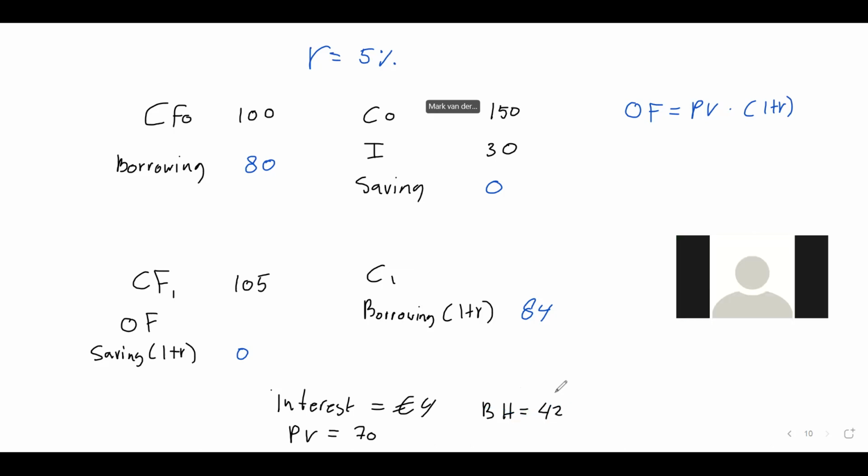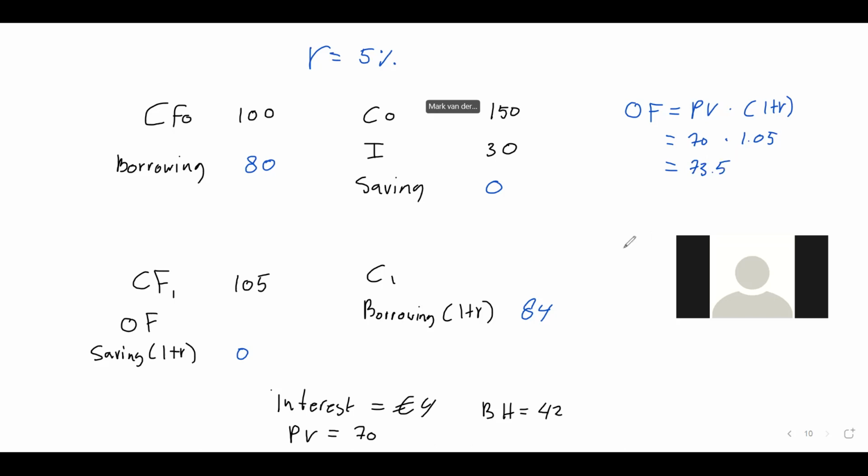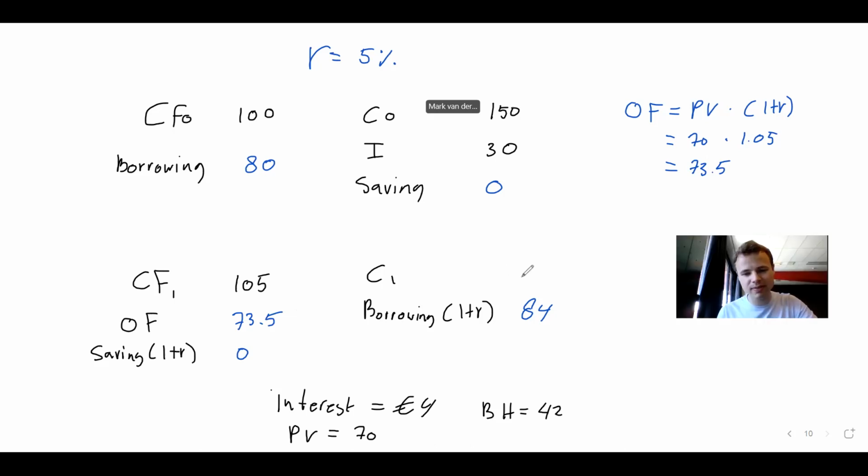Okay, thanks. So the present value is 70, and then I multiply it with 1 plus R, and that's 70 times 1.05, and that's 73.5. That's perfect. Now, last question. What is the C1?